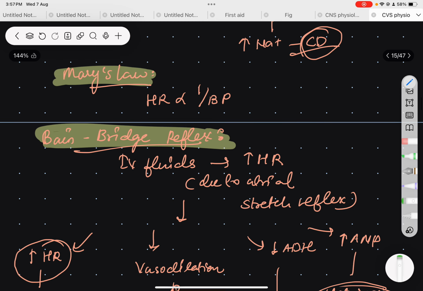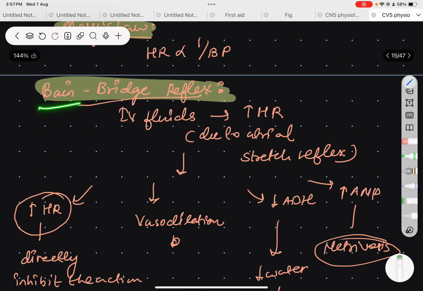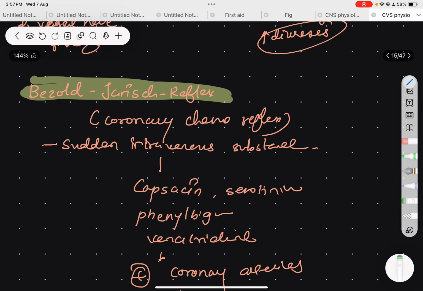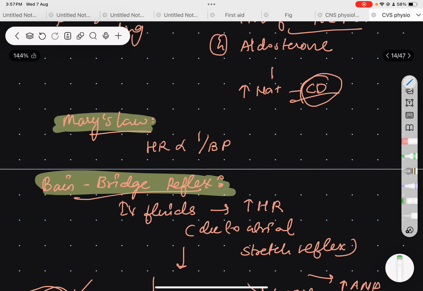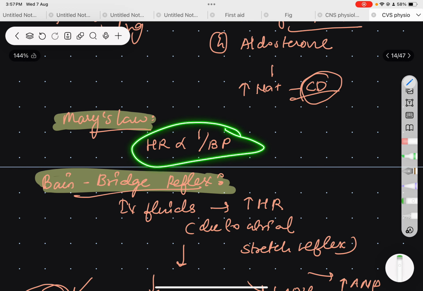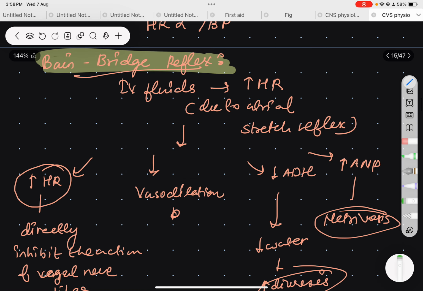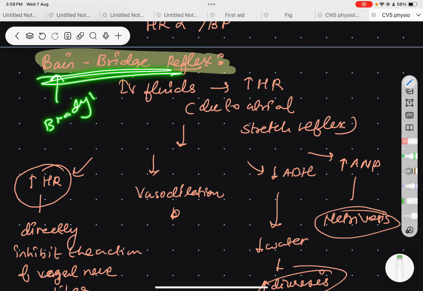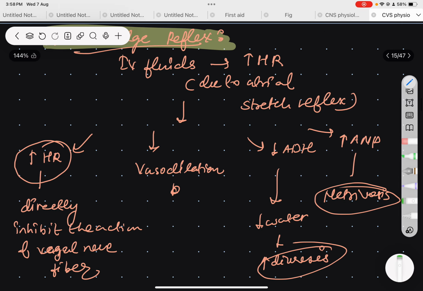Now, other CVS reflexes are Marey's law, Bainbridge reflex, and Bezold-Jarisch reflex. So, Marey's law states that heart rate is inversely proportional to the blood pressure. It is simple. Now, Bainbridge reflex. So, remember that it is not bradycardia but tachycardia inducing. I have remembered it this way, that it is totally opposite from what it is saying.